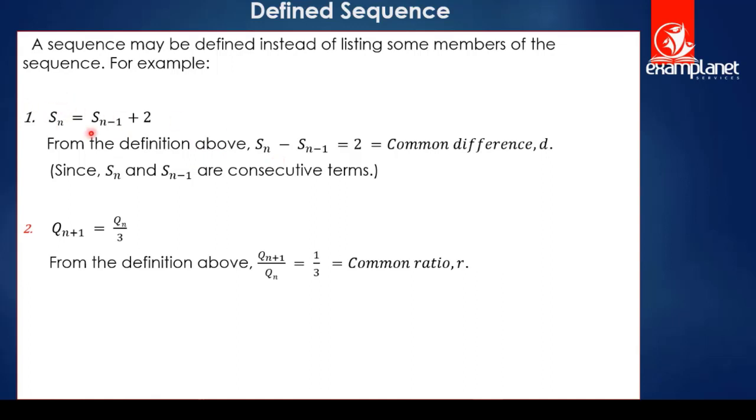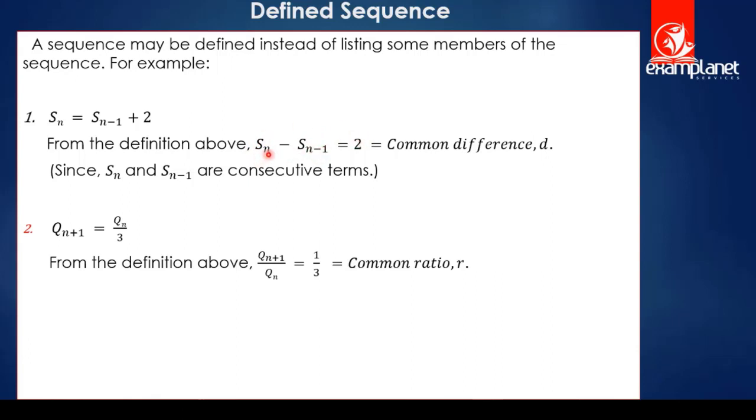So for example here, this is a definition. Number 1, Sn is equal to Sn minus 1 plus 2. So it says from the definition above, Sn minus Sn minus 1 is equal to 2. This 2 gives us a common difference d. What are we saying here? It's because these two terms, if you look at it, are consecutive, like your S2 and S1. For instance, if your n is 2, this will be S2, this will be S1, and you will get 2. If your n is 3, this will be S3, this will be S2, 2 consecutive terms, and you still get 2.